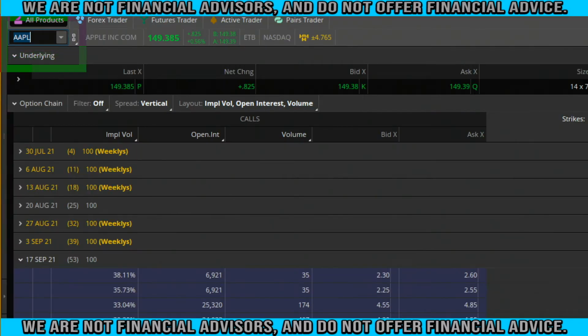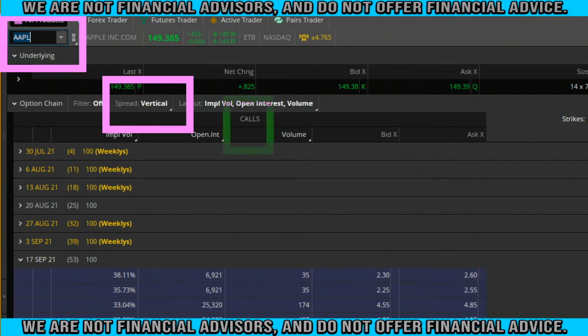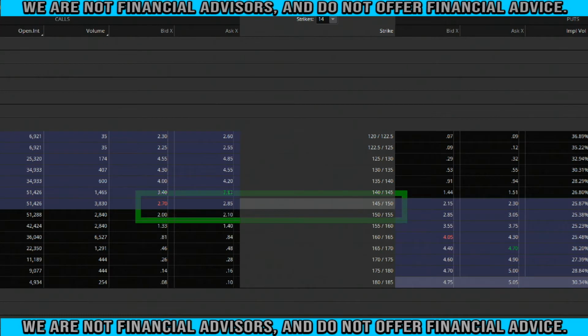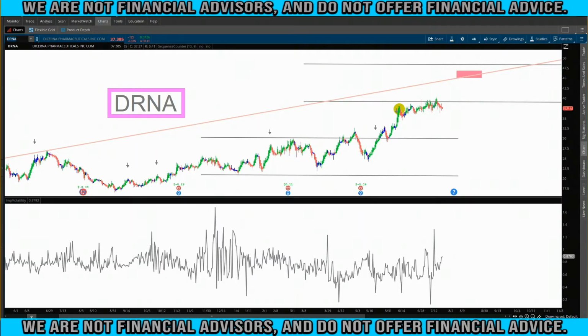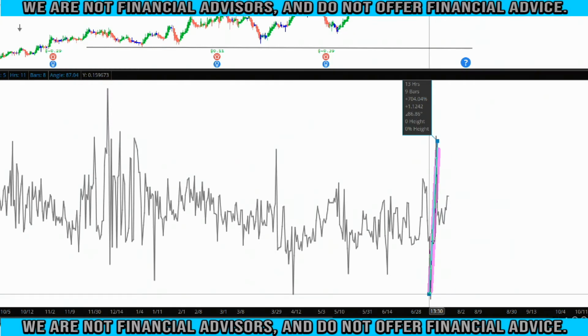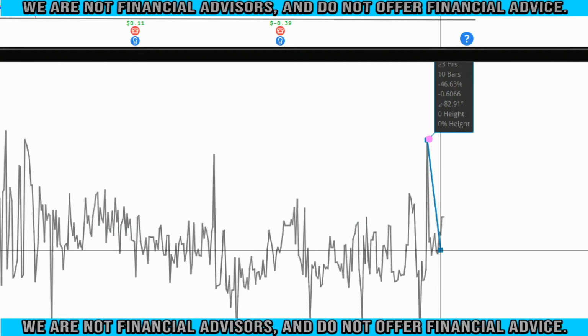So when we look at Apple vertical spreads, calls September, and we look at the spread right at the money, we see the bid is 2.70 and the ask is 2.85, meaning it's about 15 cents apart. Compared to DRNA up against resistance, and implied volatility has moved in a range of 0.2 to 1.4, which you can see that whipsaw effect created about a 100% increase. As it came down off of those highs, it dropped over 45%.